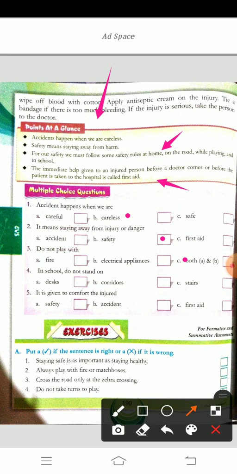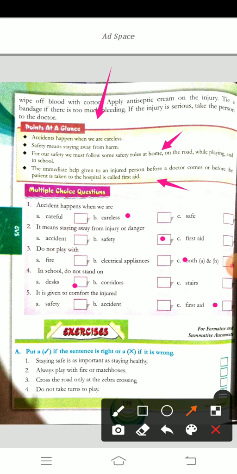In school, do not stand on desks, corridors, or stairs. You don't stand on the desks. What is given for the comfort of the injured person: safety, accident, or first aid? First aid. So can you answer this?